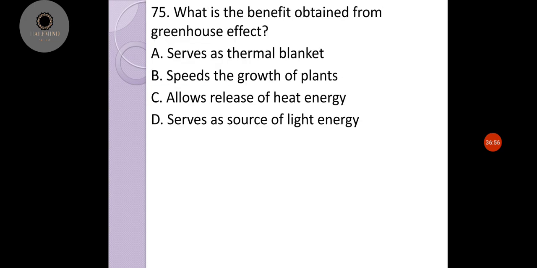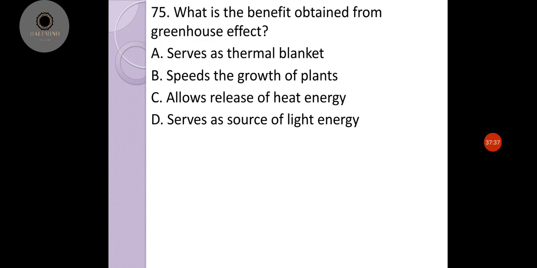75. What is the benefit obtained from greenhouse effect? A. Serves as thermal blanket. B. Speeds the growth of plants. C. Allows release of heat energy. Or D. Serves as source of light effect. Ano ba yung greenhouse effect? Ito yung effect in which the greenhouse gases produces. Yung greenhouse gases kasi guys, in our atmosphere, it will trap the heat or the heat energy from the sunlight that is reflected by our planet.